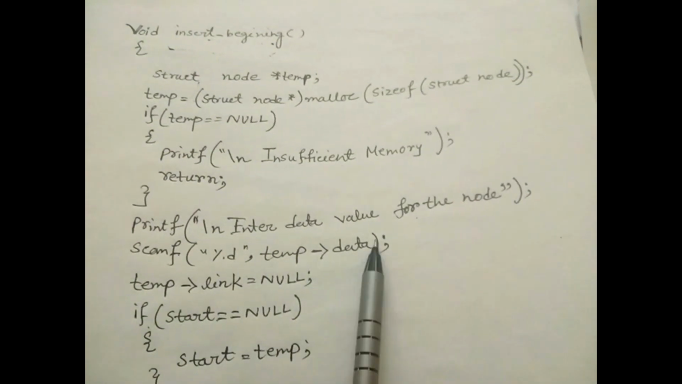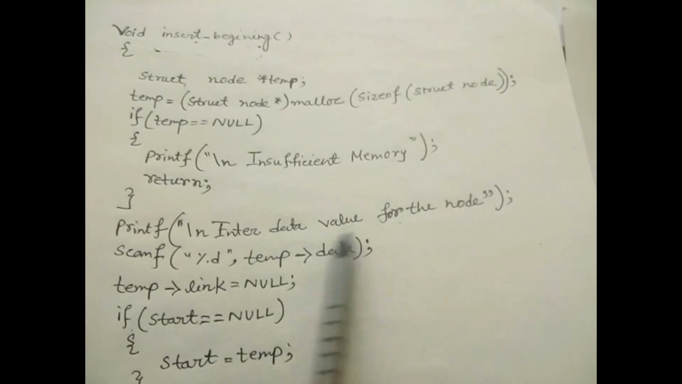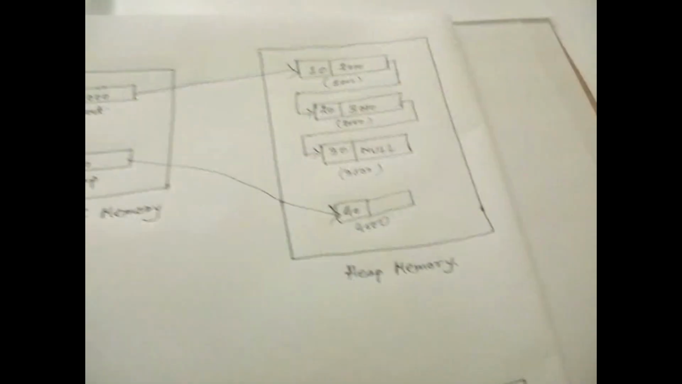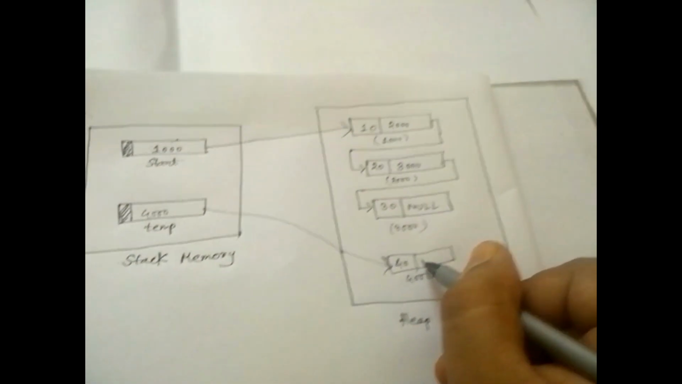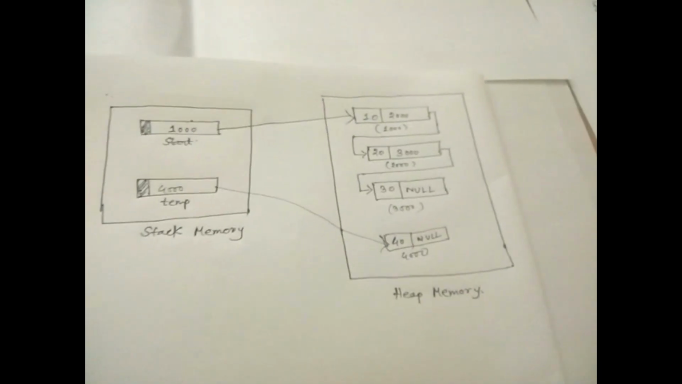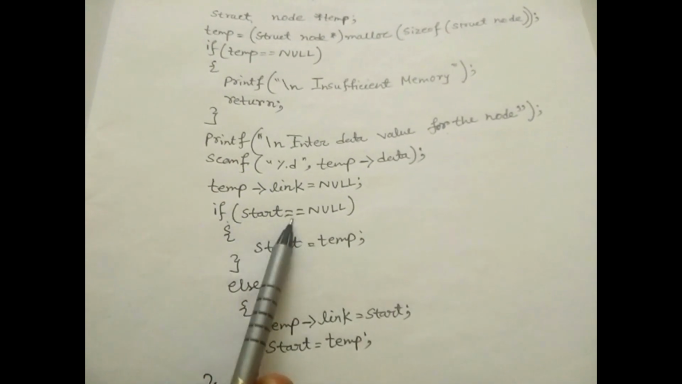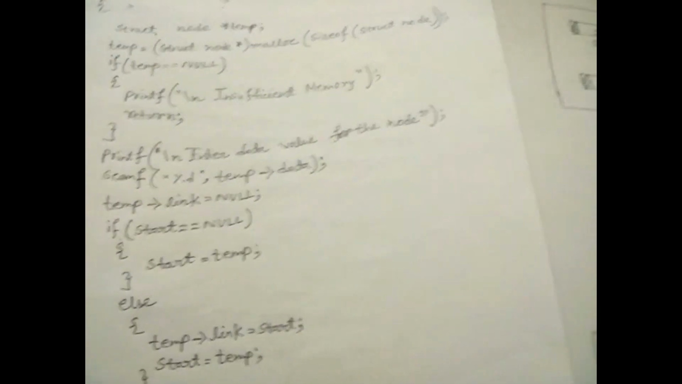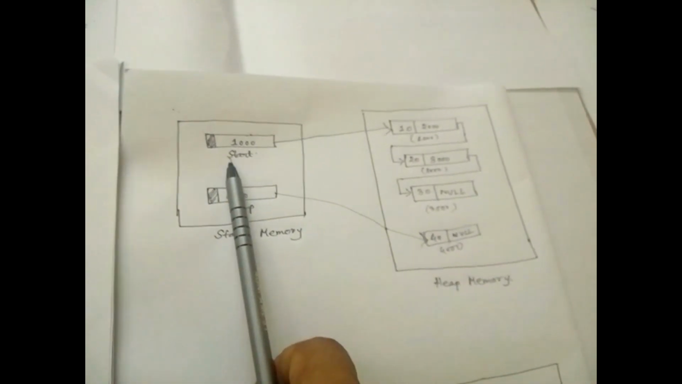So now go to the next statement and we are inserting a value into the data section of node temp in this way, temp->data. Suppose data is 40. And temp->link = NULL, so the value of the link part is null. Now check whether the value of start is null or not. But the value of start is 1000. The condition is not satisfied because start already points to the first node in the list.